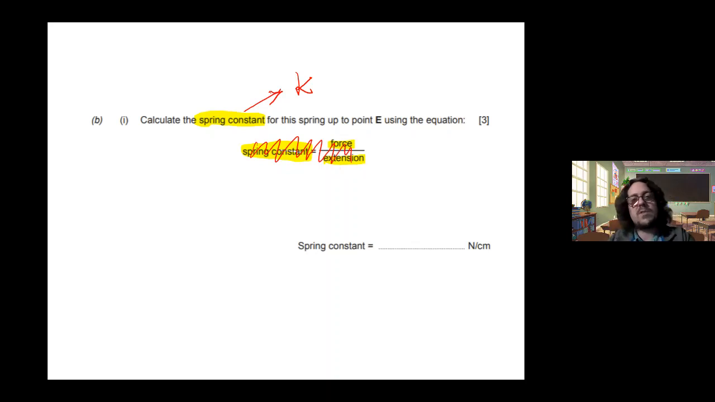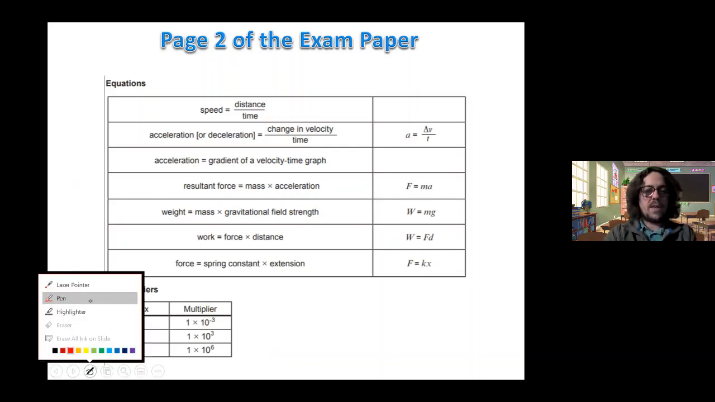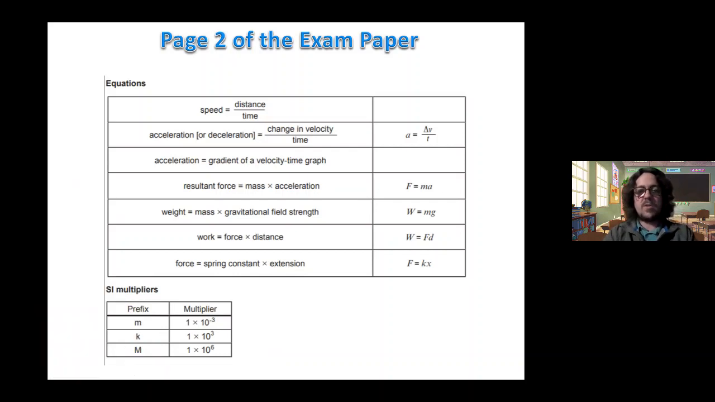Then even if I didn't have this, I could work it out. If I know the spring constant has symbol K, then I can look at my formula sheet, my page 2, and find it on here. Can anyone find me the formula for K? Spring constant. Oh yeah, look, force is spring constant times extension. F is equal to kx.